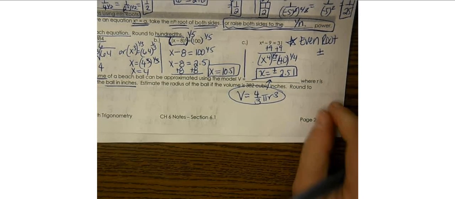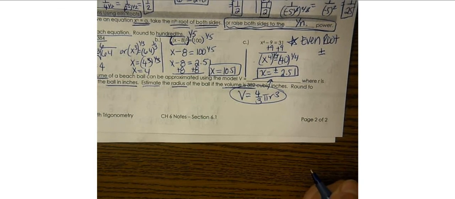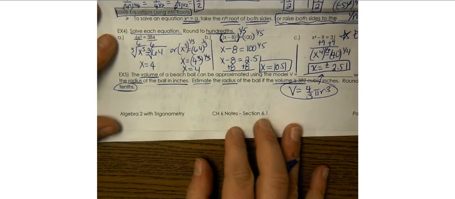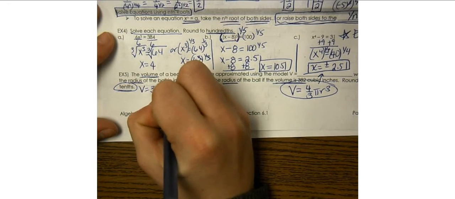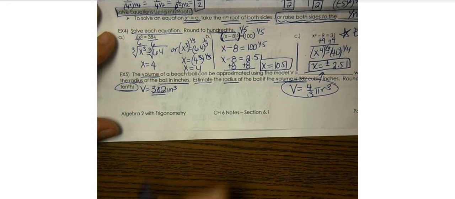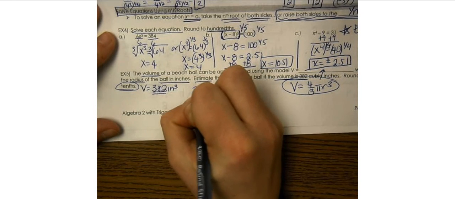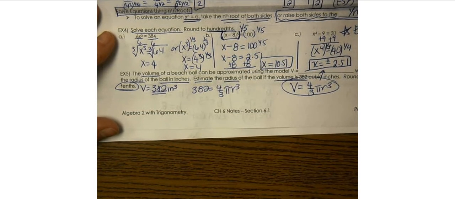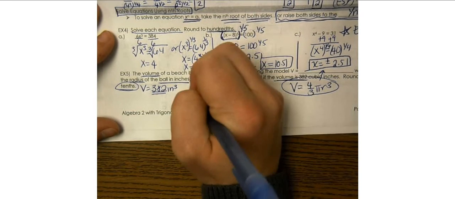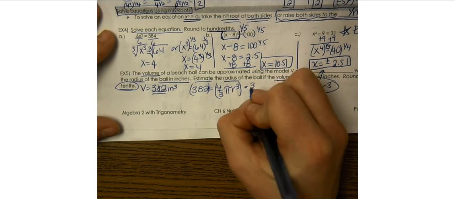We want to estimate the radius of the ball if the volume is 382 cubic inches. We're going to round our answer to the nearest tenth. So I know that volume is equal to 382 cubic inches, so I'm simply going to replace the letter V in my formula with 382, and write 382 is equal to 4/3 pi r cubed. Now I need to solve for r. I'm going to start off by getting rid of my fraction by multiplying both sides by the reciprocal, which is 3/4.